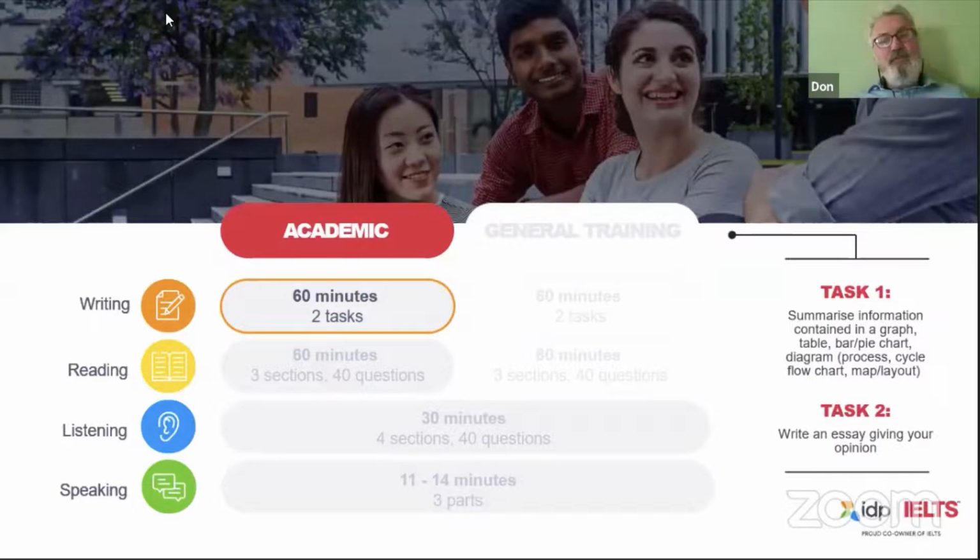Task 2 is the most important part of writing. It's twice the marks of task 1. And here you have to give your opinion about something. You are given a statement, and then you are asked, do you agree? Or you are asked to discuss this statement. You are asked to give reasons for this. You are asked to present solutions. We will look at some good examples later on.